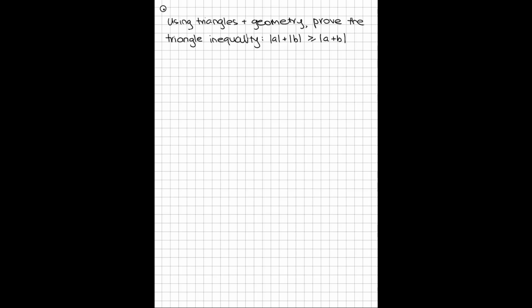Naturally, it's called the triangle inequality. So I think a natural place to start is to draw up a triangle. So I'll just do that now. So let's just draw up any old triangle. It doesn't need to be right angled or anything like that. And eventually we will get the result in this format with A's and B's.